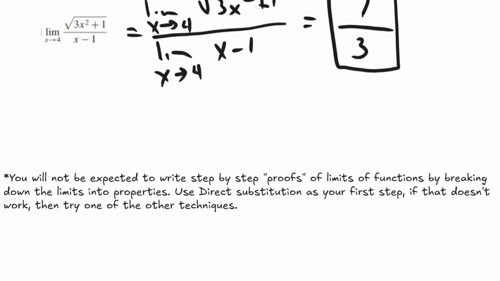So one thing I just want to point out is that you will not be expected to write step-by-step proofs of limits of functions by breaking down the limits into all of its separate properties. You may be asked to do that once in a while on like a homework assignment. In general, you're going to want to use direct substitution as your first step, and if that doesn't work, then try one of these other techniques that we're going to look at here.